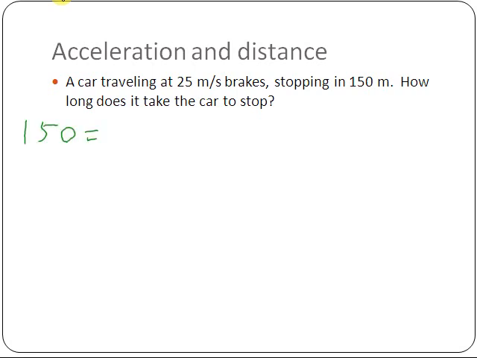So, 150 is equal to 1/2 times the acceleration. Do we know the acceleration? This is on Earth, because it's a car, but this car is not in free fall. So we wouldn't want to use negative 9.8.